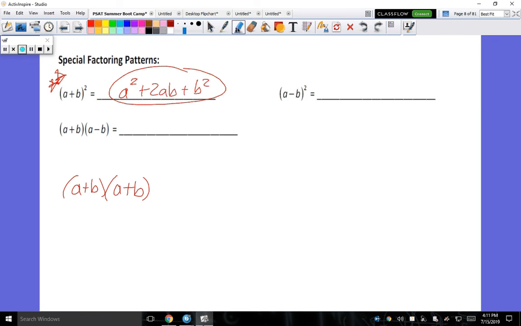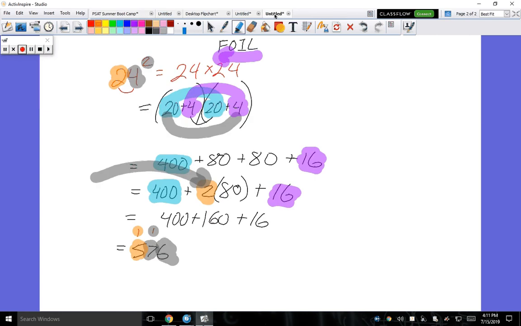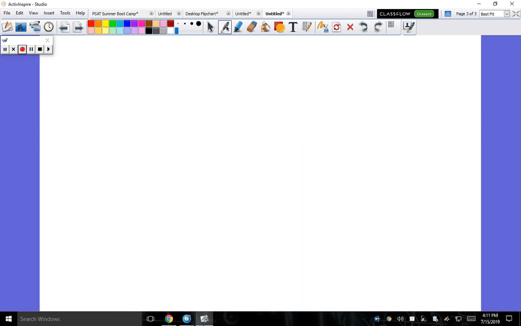Guys, this is what we're doing, but we're doing it this way with the FOIL method, reverse FOIL method. Do you understand? Let me do some more examples so that you can see them. Let's say that we had, I don't know, 37.